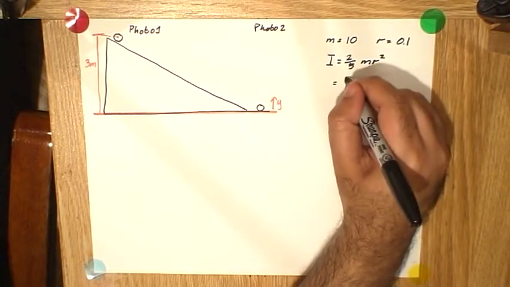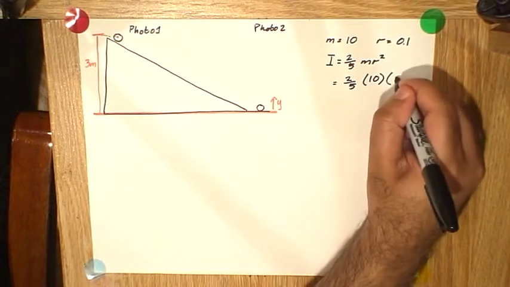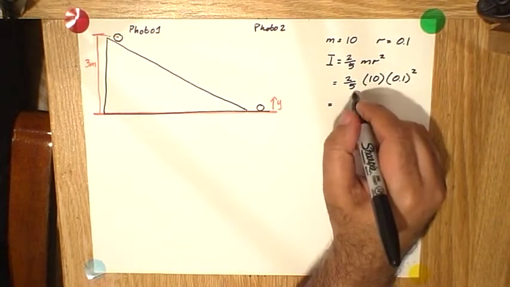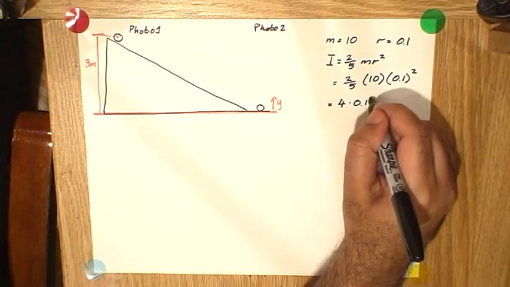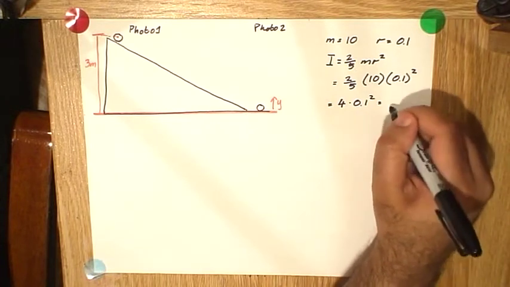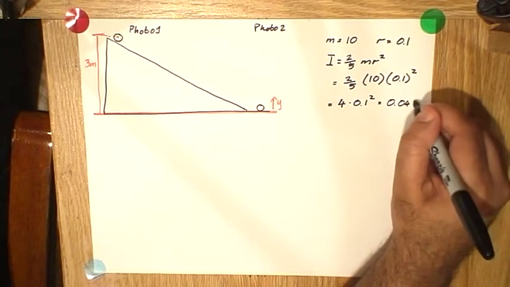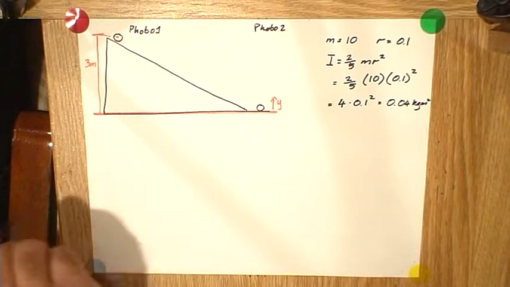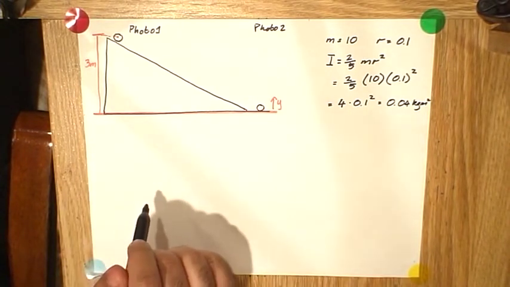So in this case, that would be 2/5 times mass 10 times radius 0.1 squared. So that's 2/5 times 10, that would be 4, times 0.1 squared. 0.1 squared would be 0.01. So when you multiply all of this together, you get 0.04 kilograms meters squared. Okay, so now we have the moment of inertia that's going to play a role here.